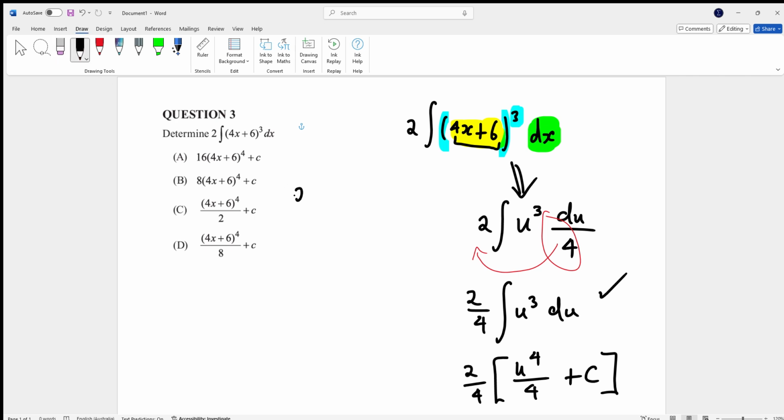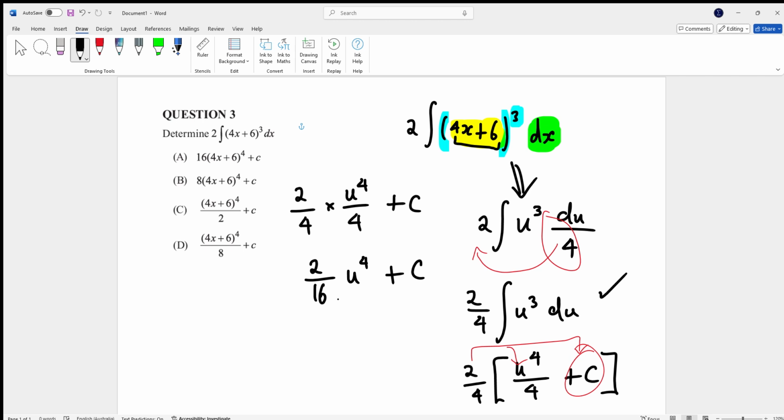So here, 2 over 4 times u to the power of 4 over 4. And I'm just going to write the plus c because even if you were to expand that, it's still going to be a plus c because c represents an arbitrary constant. Here, you can see you'll have 2 over 16 u to the power of 4 plus c, which is 1 over 8 u to the power of 4.